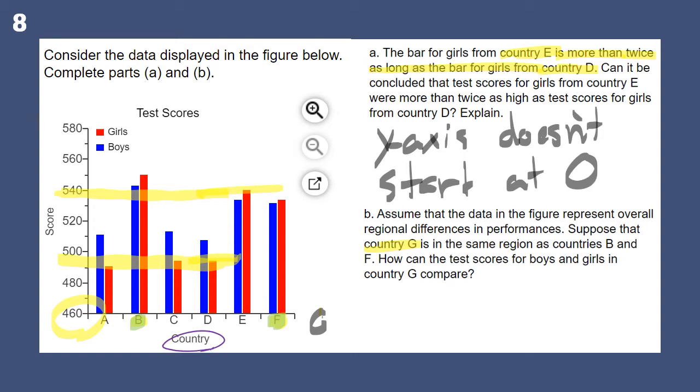And I want to see what I would expect for the boys and girls to score in G if they have the same results as we saw in B and F. Well, what happened in B and F? Well, the boys and girls both scored pretty well, and the girls scored better. So I would expect in G that the girls would score a little better.